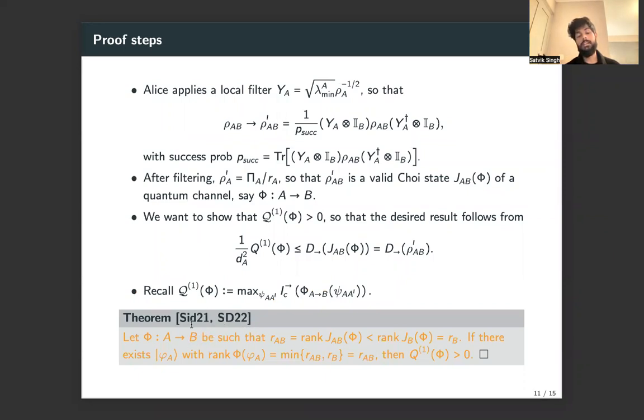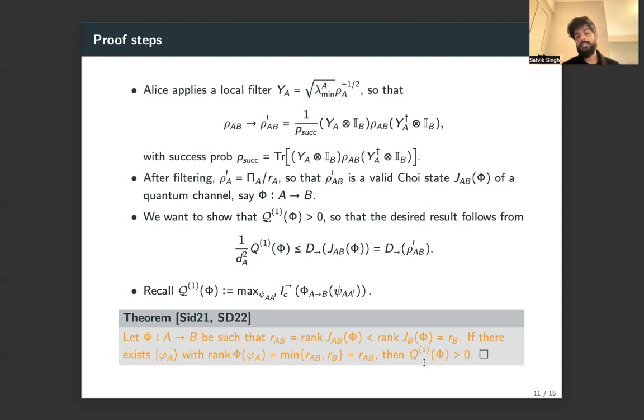So basically, results by Vikesh Sidhu and by me and Nilanjana from last year can be used to show that if phi from A to B is a channel such that the rank of its Choi state is strictly smaller than the rank of the reduction of the Choi state on the B subsystem, and on top of it, if there exists a pure input state phi such that the rank of the channel acting on the state is the minimum of the two ranks, then the coherent information of the channel is positive.